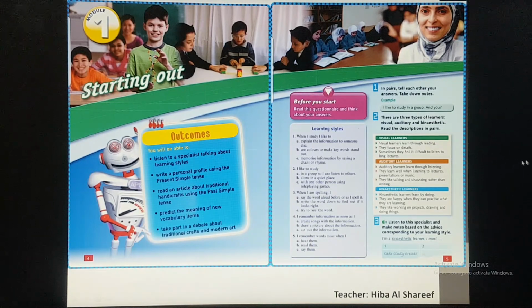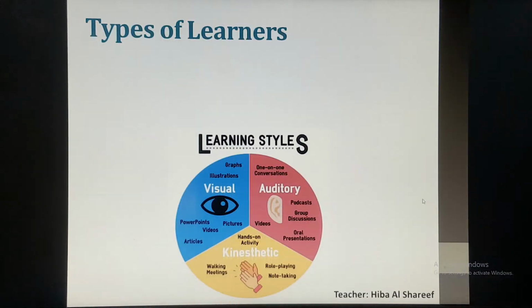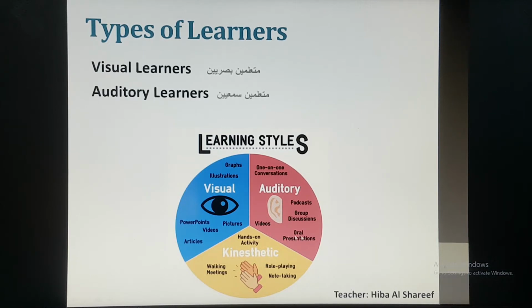Now, let's identify the types of learners. Girls, we have 3 types of learners. 1. Visual learners. Here we have the visual learners. 2. Auditory learners. 3. Kinesthetic learners. What is the difference between these types of learners? Let's find out.